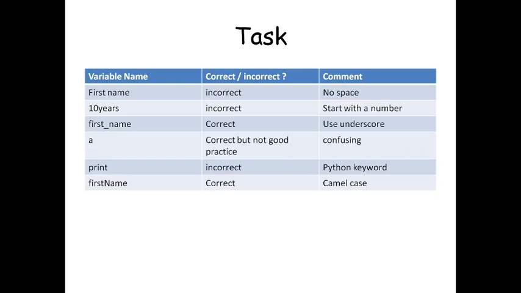And here are the solutions for this task. First name is incorrect because there's a space here. 10 years is incorrect because it starts with a number. First_name is fine, I used the underscore, so it's fine. A is correct, but it's not a good practice because it is confusing. And print is incorrect because print is a Python keyword. This firstName is correct. It uses the camel case.